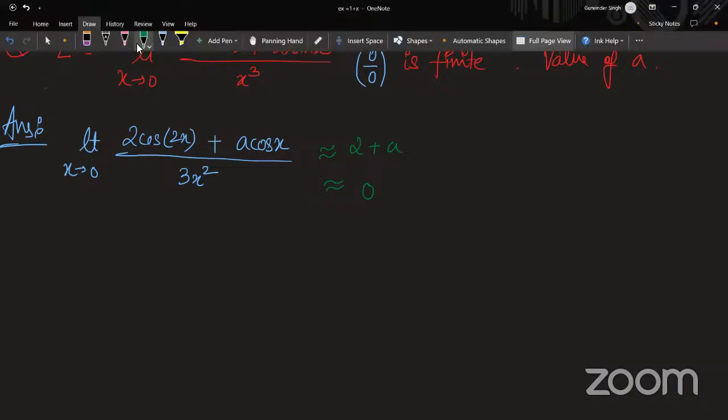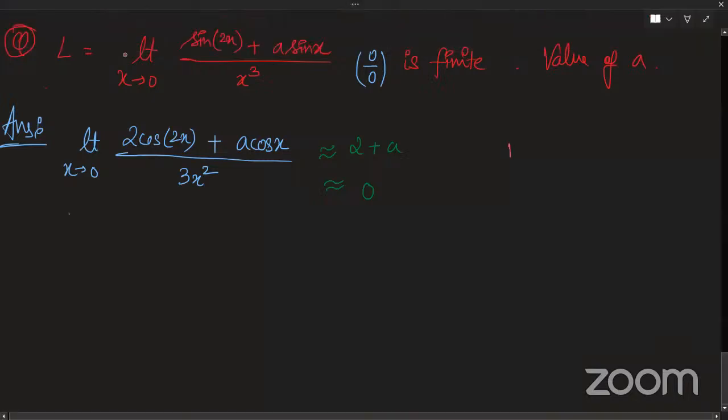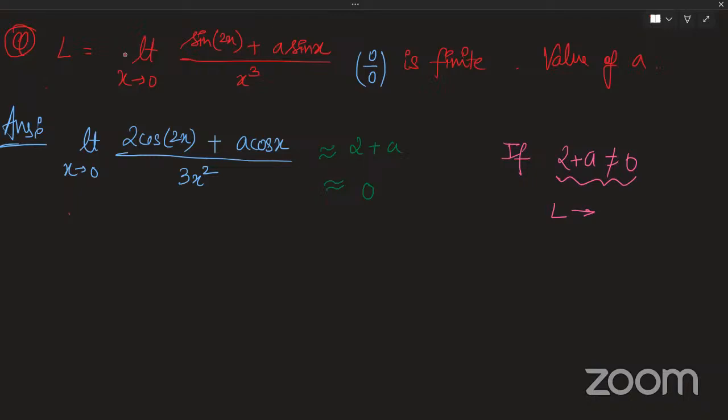So now tell me, if I assume that my 2 plus a is not equal to 0, what will be the value of limit tending to? See, my numerator is not equal to 0. It is any other finite value that is not equal to 0.